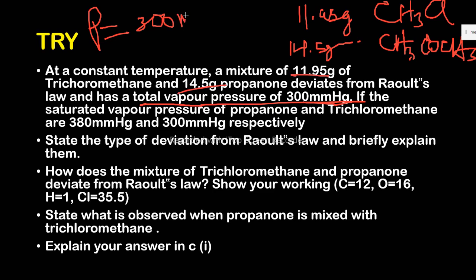Not so? Now, if the saturated vapor pressures at that very temperature of propanone and trichloromethane are this and this respectively, can you state the type of deviation from Raoult's law and explain how? Okay, how does the mixture of trichloromethane deviate? So this question should come before this. So you're going to calculate how this liquid mixture deviates from Raoult's law, and then you state the type of deviation, and then you try to explain.